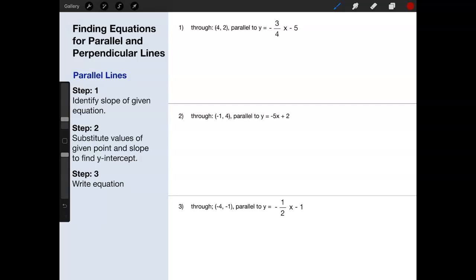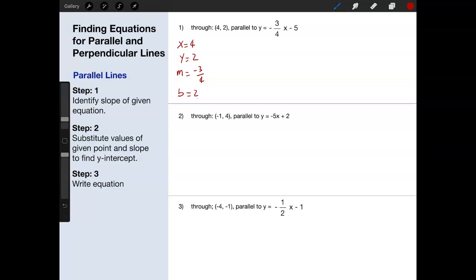I have 3 examples. Example number 1 is through point (4, 2) parallel to y equals negative 3 over 4x minus 5. We need to identify the slope of this equation, which is negative 3 over 4. Once we identify the slope, we no longer need the equation. So what I like to do is organize my information and list all my givens. In this case, we have x equals 4, y equals 2, m, which is our slope, equals negative 3 over 4. And we do not know what our y-intercept, or b, is, but we can find it.